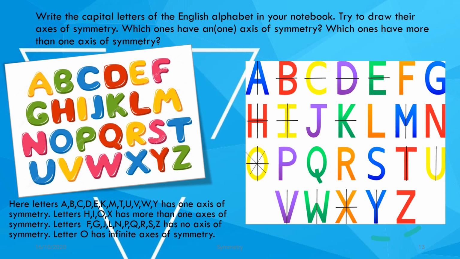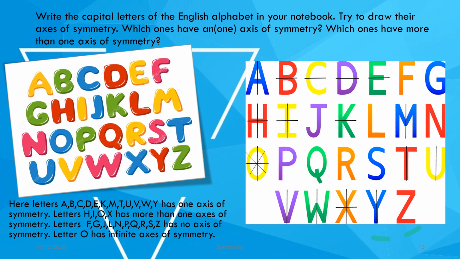O has infinite axes of symmetry. P has no axis of symmetry. Q has no axis of symmetry. R has no axis of symmetry. S also has no axis of symmetry. T has only one axis of symmetry. U has one axis of symmetry. V has one axis of symmetry. W has one axis of symmetry. X has two axes of symmetry.